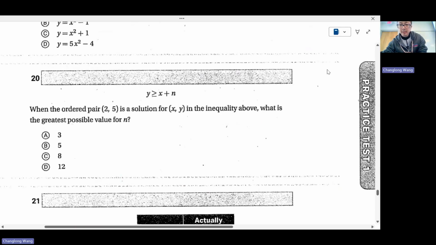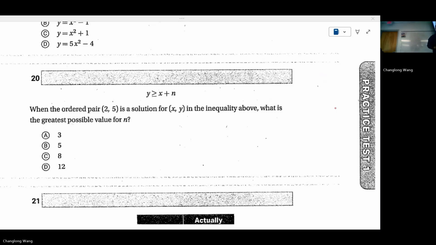Now, number 20. How to get it done within a minute. It's not really as hard as it seems, like number 20. This one. And at 355.